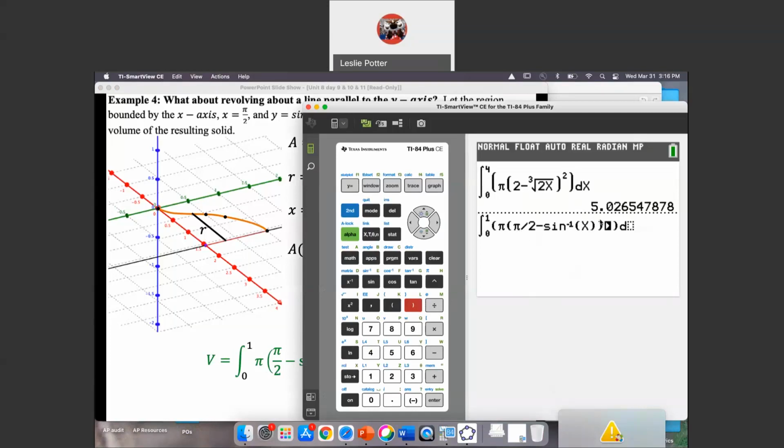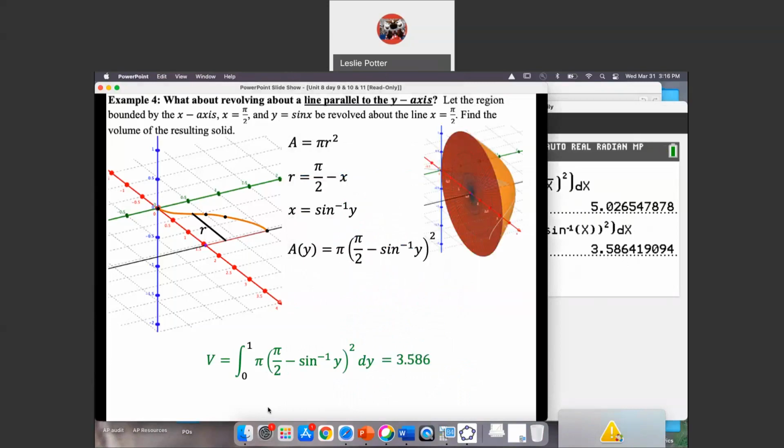inverse sine of x. And that's important because that's what I have to square. So the square needs to be right there. Anywhere else, and you get a different answer. And then our variable of integration is x. Entering that gets us an answer of 3.586. And it would be 3.586 either way, as long as it's calculated. So that is my answer: 3.586 for the volume of that solid.